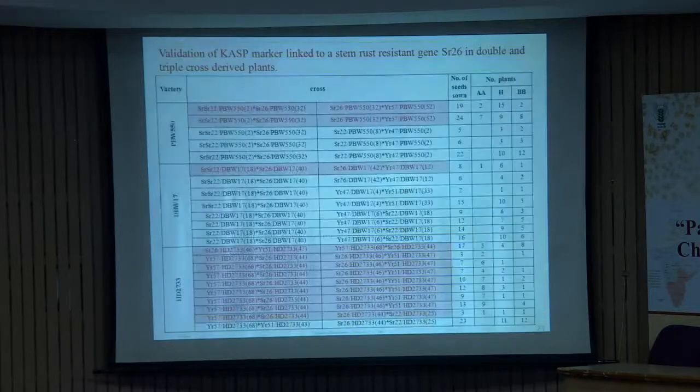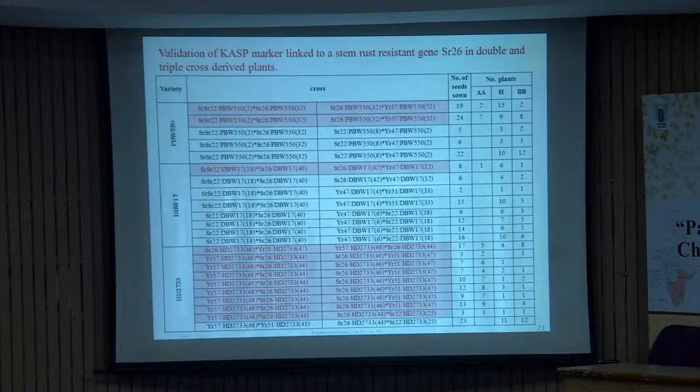Next one. So if you see here, this was parent 1, this was parent 2. SR26 is coming from both the parents. Imagine if the SR26 is coming from one parent, it will segregate and it will not be present in a homozygous resistant condition. If it is coming from both the parents, you will have a copy from both the parents, and in F2 you will get homozygous resistant, heterozygous resistant and susceptible. So that is differentiated here.